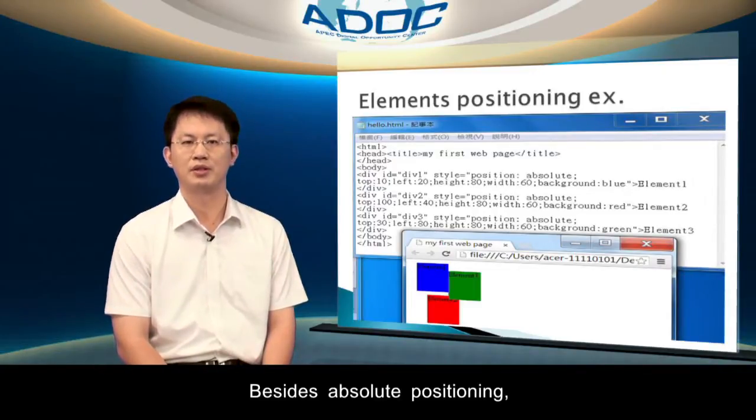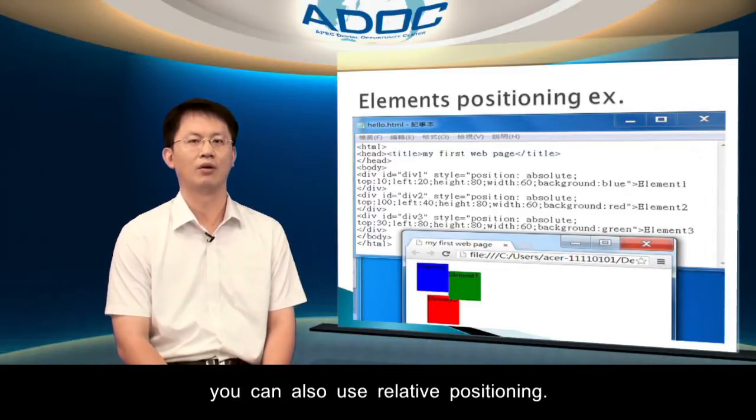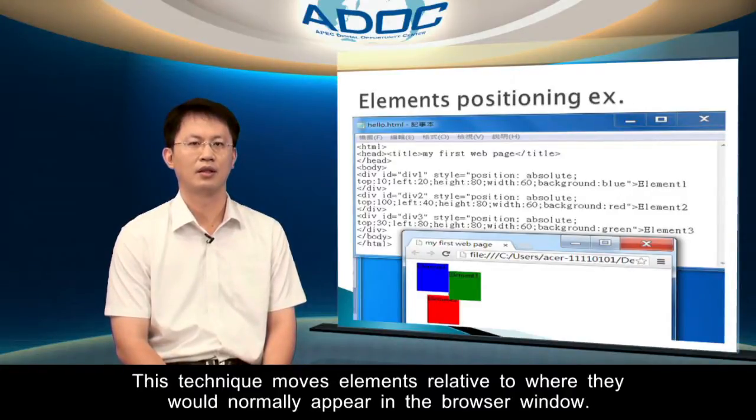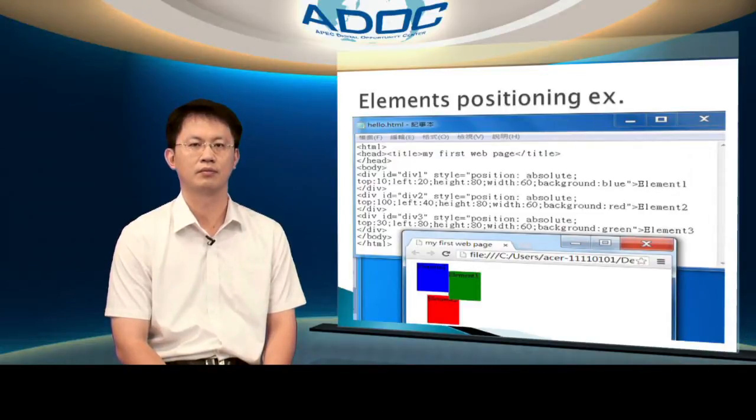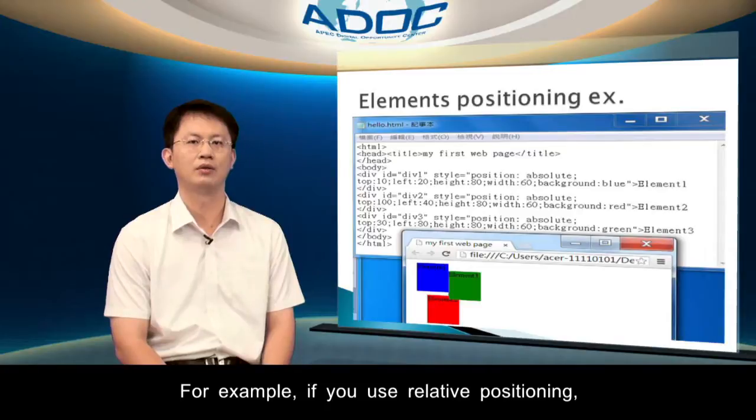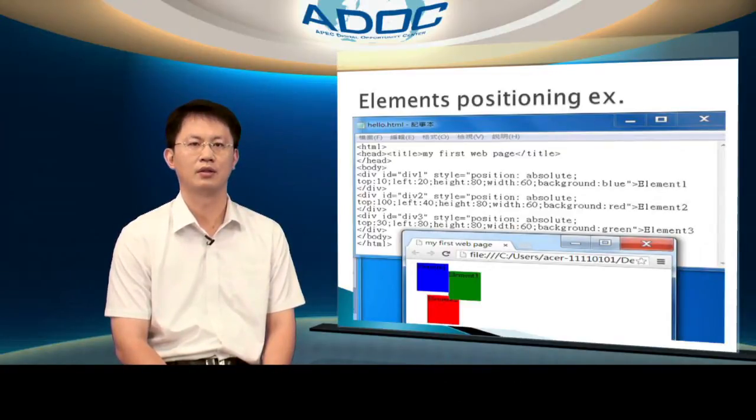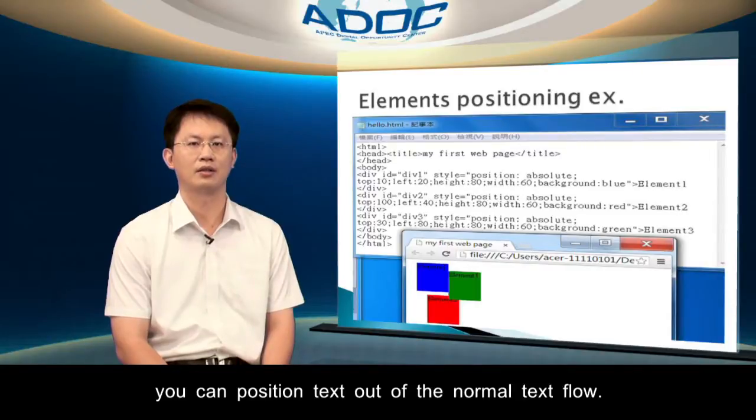Besides absolute positioning, you can also use relative positioning. This technique moves elements relative to where they would normally appear in the browser's window. For example, if you use relative positioning, you can position text out of normal text flow.